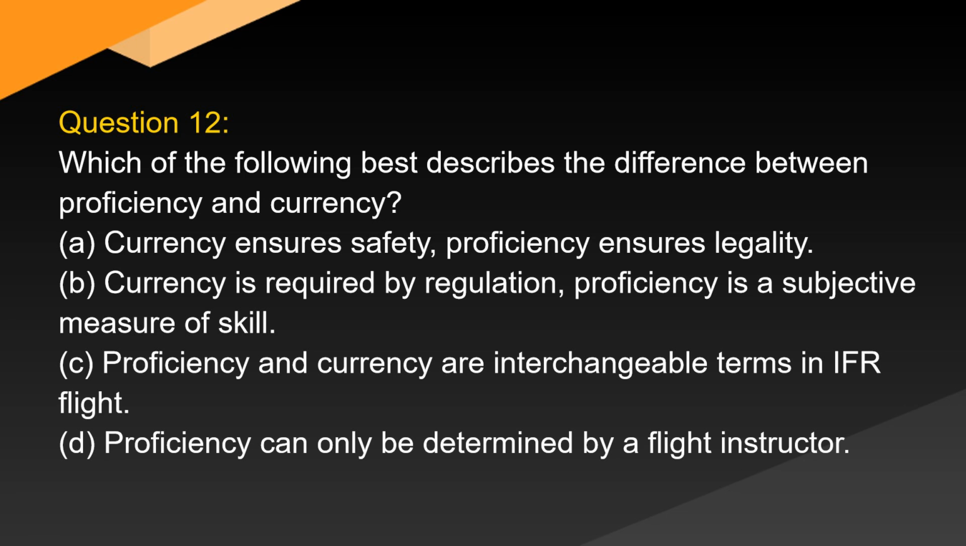Question 12. Which of the following best describes the difference between proficiency and currency? A. Currency ensures safety. Proficiency ensures legality. B. Currency is required by regulation. Proficiency is a subjective measure of skill. C. Proficiency and currency are interchangeable terms in IFR flight. D. Proficiency can only be determined by a flight instructor.